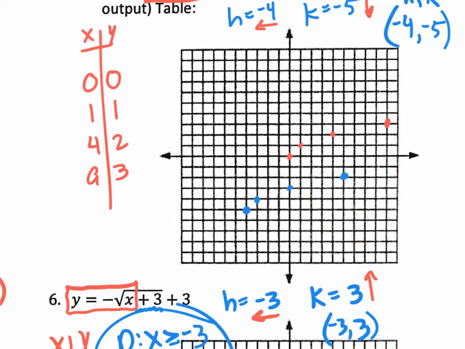So here's our final graph with those blue dots. The beginning point is negative 4, negative 5, and it does go up and to the right forever. So we could actually state the domain, which is x is what? Greater than or equal to that beginning x value of negative 4. And the range is what? Y is also greater than or equal to that beginning y value of negative 5.